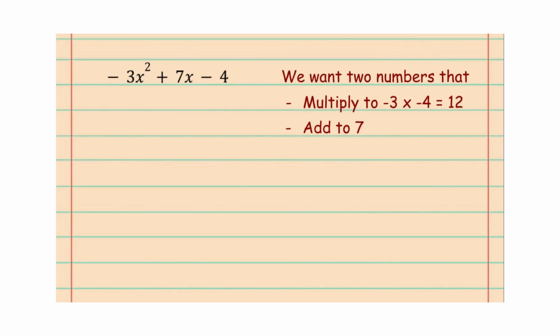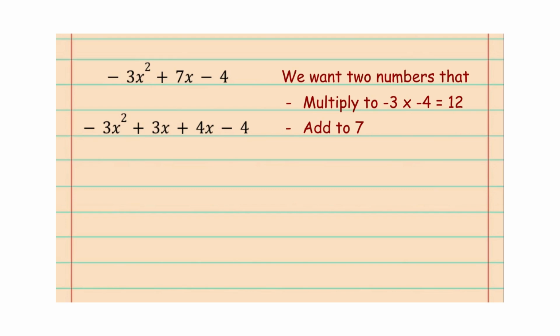Let's try out our new factorization technique. Here is a three-termed expression that will factor. We want two numbers that multiply to the coefficient of x squared and the constant, which is 12, and that add to the coefficient of x, which is 7. Those two numbers are 3 and 4, so we split 7x into 3x plus 4x. Notice I haven't changed my x term, I've just represented it differently.